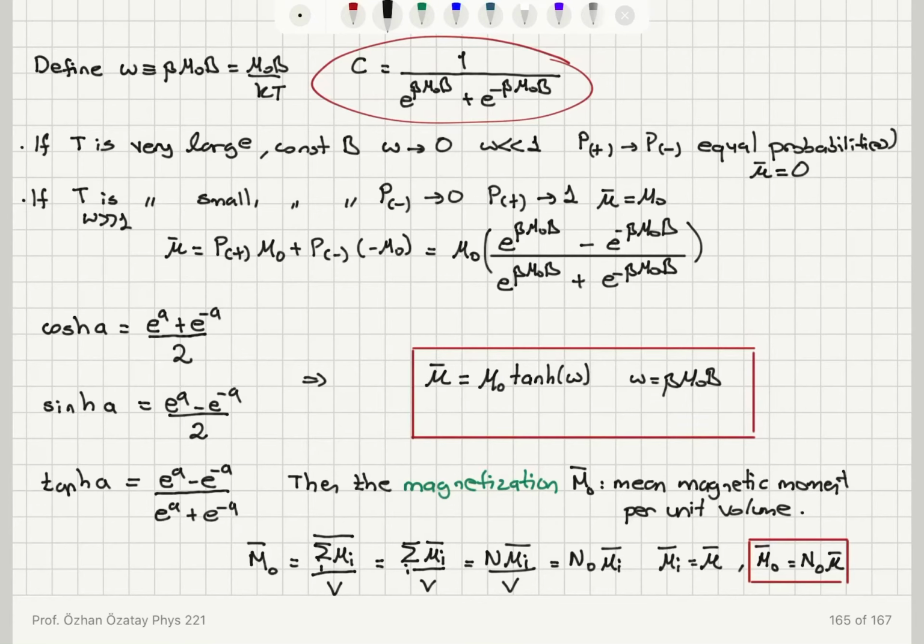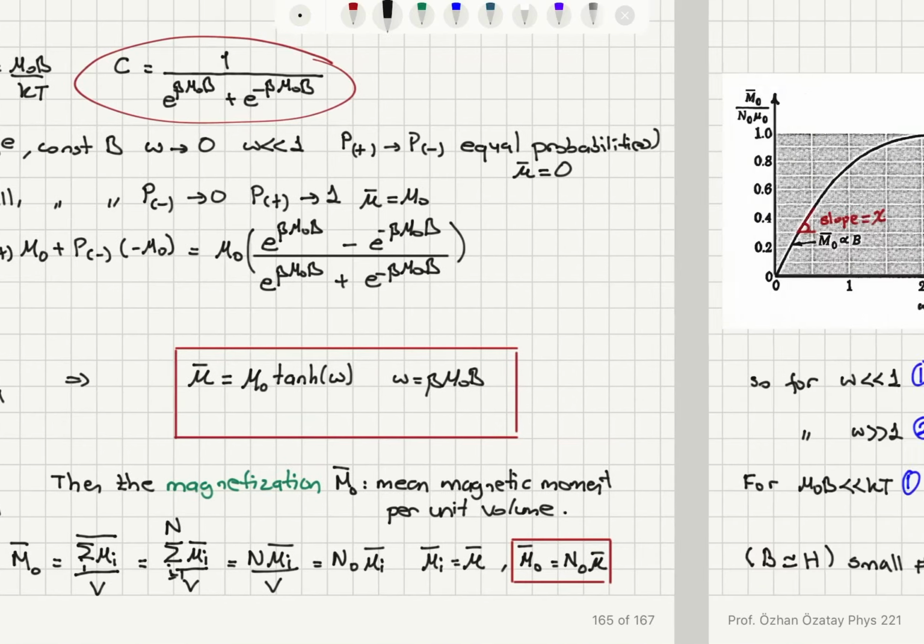And the magnetization is the mean magnetic moment per unit volume. It's just the number of atoms per volume multiplied by the mean moment per atom. This is due to the fact that the mean moment per atom does not change from atom to atom, because the atoms do not interact. It's the same value, so I just add them up, I go from i equals 1 to n, the total number of atoms, and I find that n divided by V is the number of atoms per volume, and n 0 times mu bar is M bar.